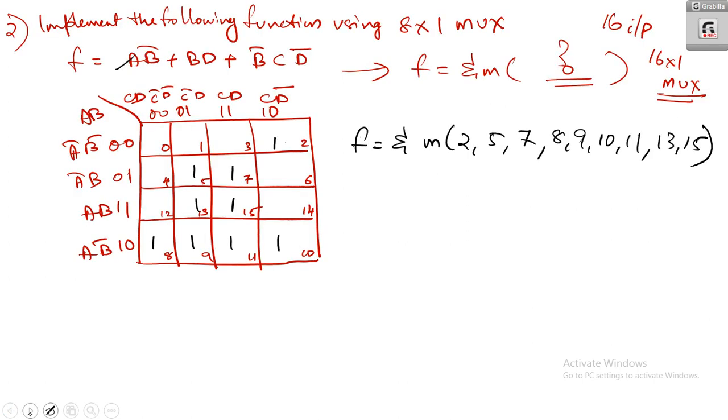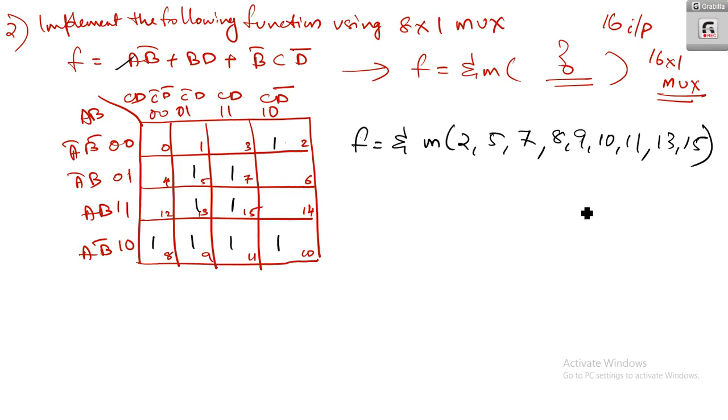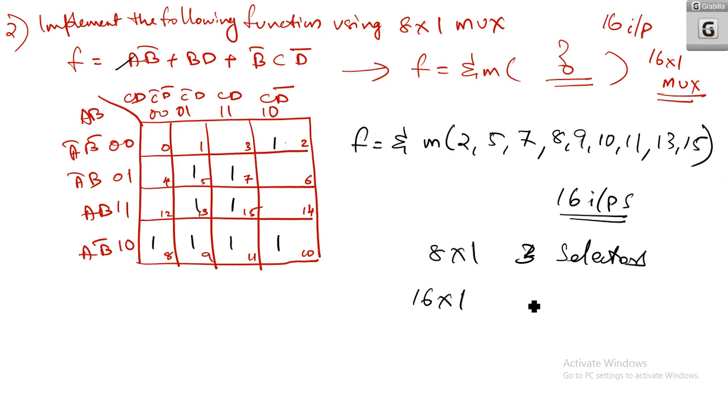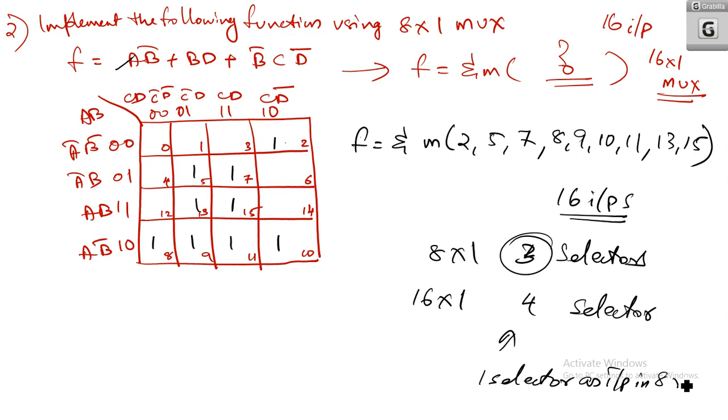Now you can draw the truth table directly. The question is to realize it using an 8x1 mux. Since you have 16 inputs, for an 8x1 mux you should have 3 selectors, and for a 16x1 mux you should have 4 selectors. So to convert it into 3 selectors, you choose one selector as an input in the 8x1 mux, from the 16x1 mux. So, drawing the truth table.